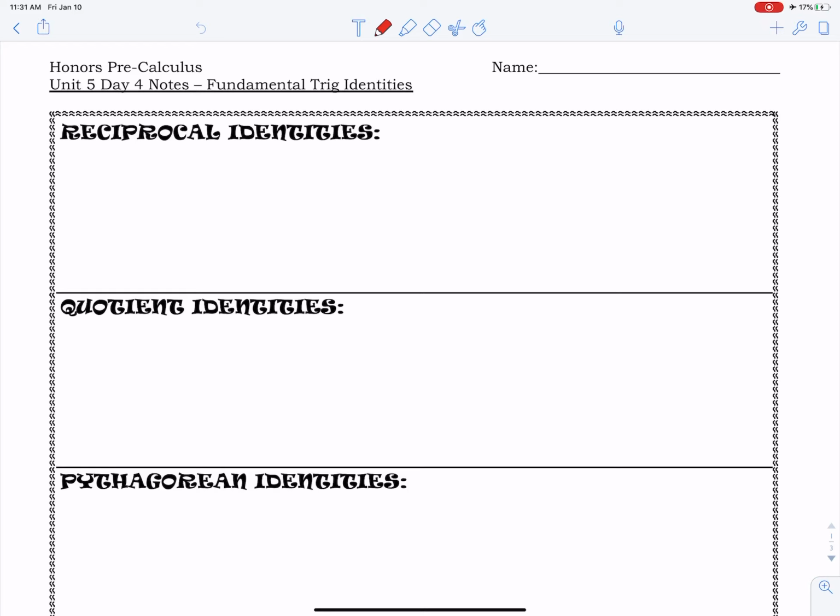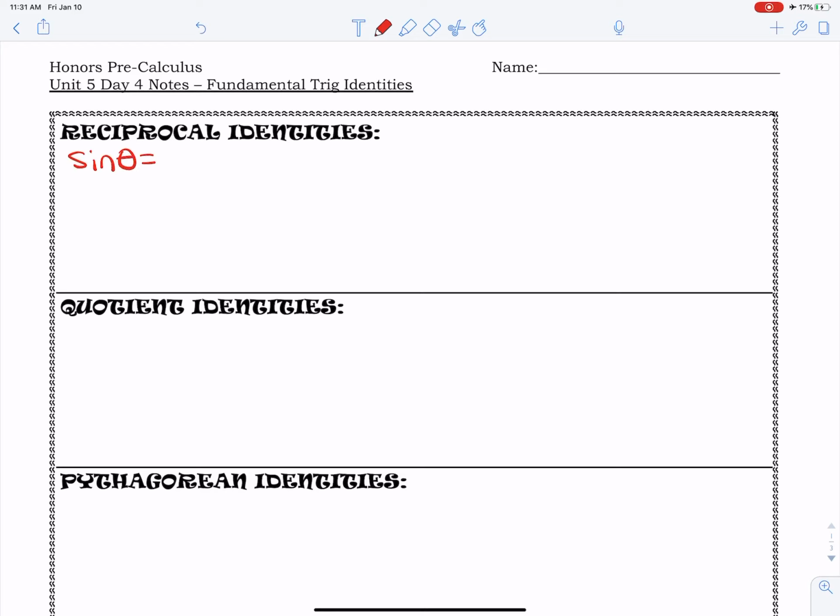This is Mrs. Marshall, and I'm here with Unit 5, Day 4, and we're going to do some trig identities. And we're going to use these identities to do proofs, our favorite. It's amazing. So let's start with reciprocal identities.